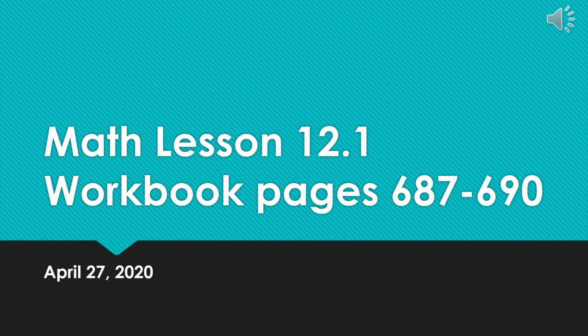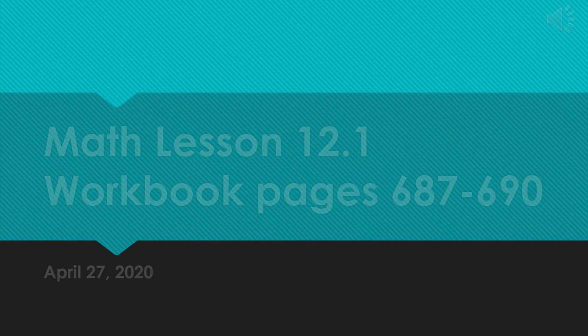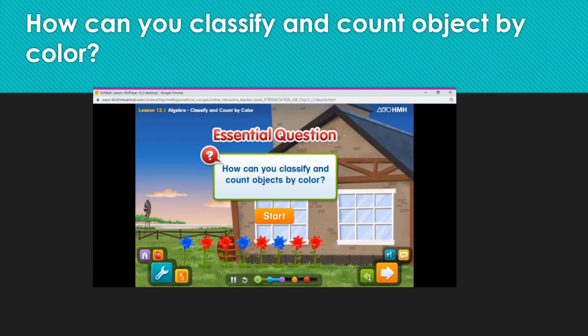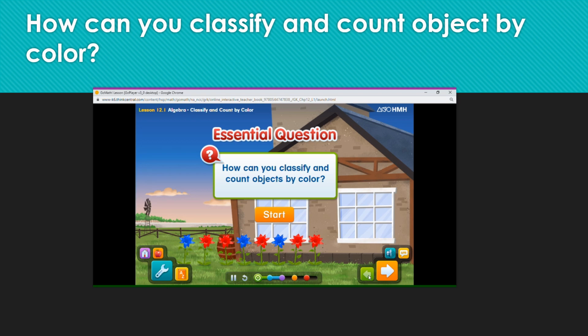This is the math lesson for Monday, April 27th. You'll need your workbook pages 687 to 690. Get those together and we'll be ready to begin. Can you classify and count objects by color?